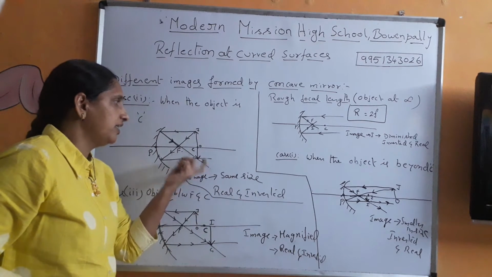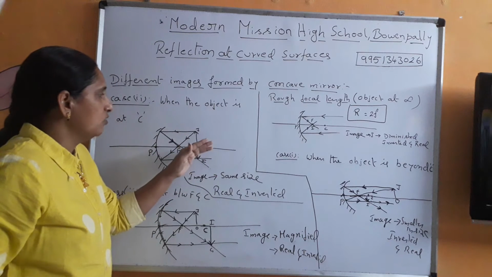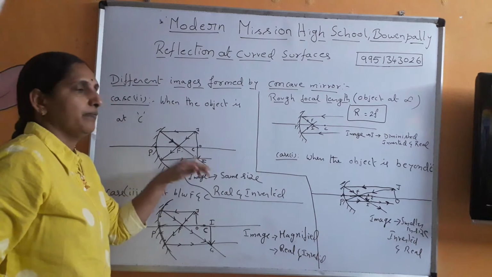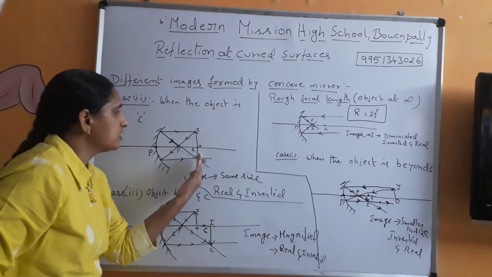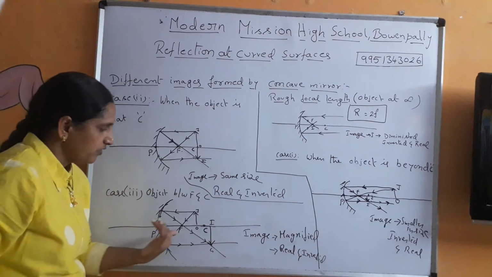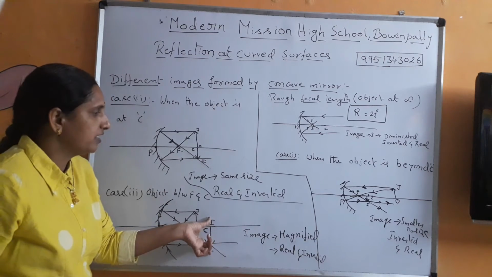Here also real and inverted. You can see that the image is below. You can see that the orientation, or the head and tail, got inverted here. Right. And then the next object is moved still further towards the mirror. So you can see that the image formed is magnified.